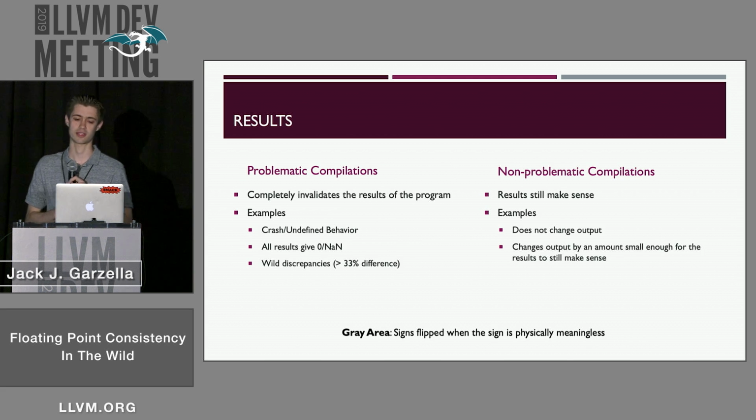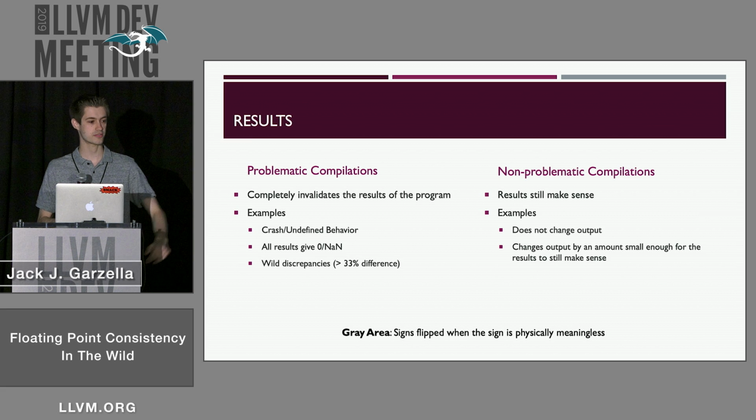So what did we find? I would break up these different ways to compile things into two categories. I deem them problematic and non-problematic, as a kind of terminology. A problematic compilation is something that totally, completely destroys your results, like all of the results are now 0 because I put this flag here.